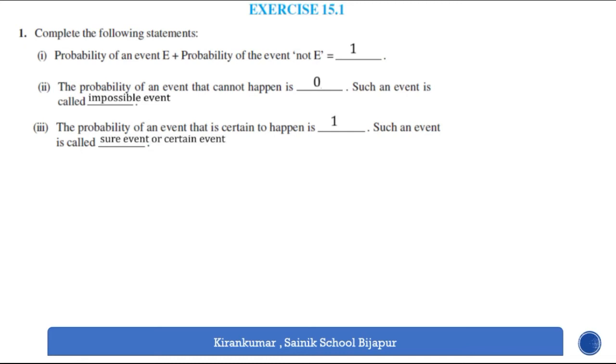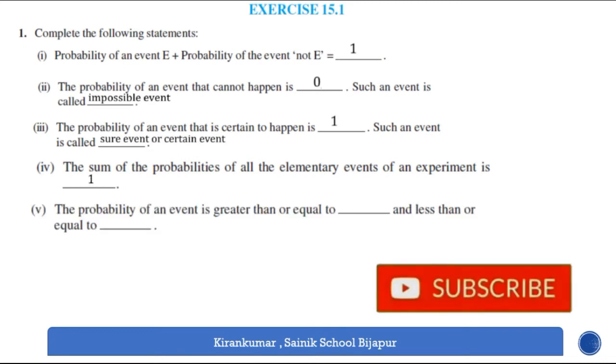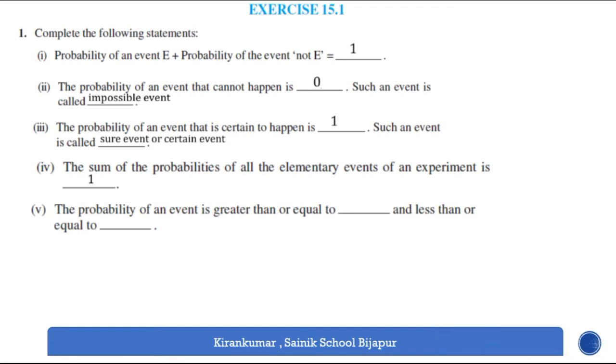Fourth one, the sum of the probabilities of all the elementary events of an experiment is always 1. The probability of an event is greater than or equal to dash and less than or equal to dash. It should be greater than or equal to 0, less than or equal to 1.